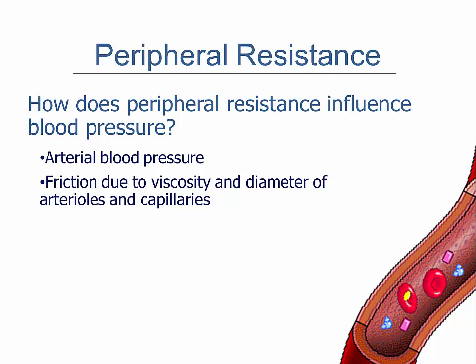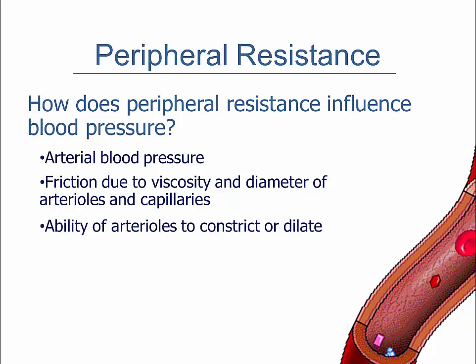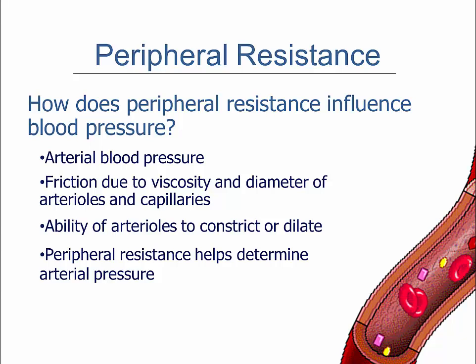Another way peripheral resistance may influence blood pressure is the ability or lack of ability of the arterioles to constrict or dilate. Vasodilation will tend to cause a decrease in blood pressure, while vasoconstriction may cause an increase in blood pressure. Peripheral resistance helps to determine arterial pressure by controlling the rate of blood that runs out of the arteries into the arterioles. The greater the resistance, the less the arterial runoff or outflow is going to be. The more blood left in the arteries, the higher the arterial pressure will be.